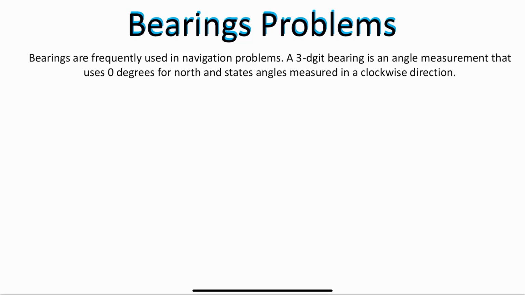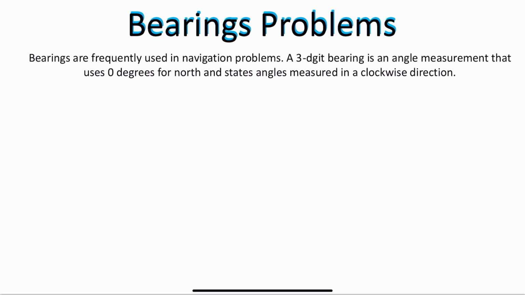In this video, we're going to tackle bearings problems. You might be thinking, what is a bearing? A bearing usually is 3 digits. It is an angle measurement that uses 0 degrees from north and states angles measured in clockwise direction. Bearings are frequently used in navigation problems.